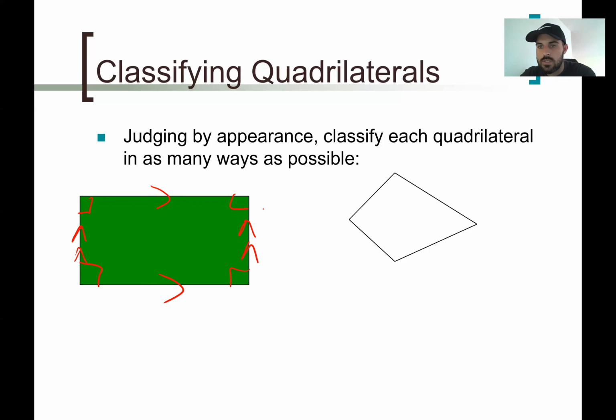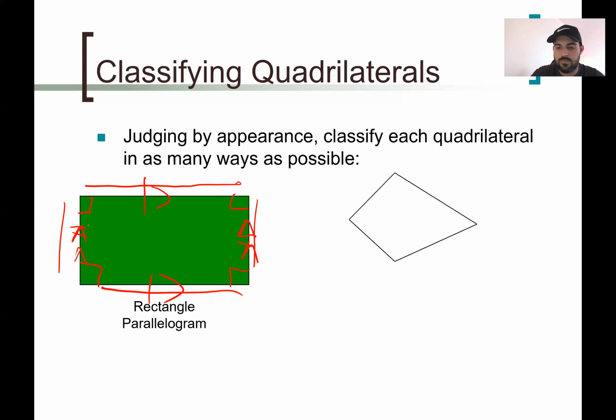Now, would it be a rhombus? Are the sides equal? My answer is no, because if you notice, this side and this side are equal, but these two sides are shorter than the ones on the top and on the bottom. So remember, in order for it to be a rhombus and a square, it will need to have congruent sides. So the answer for this quadrilateral will be a parallelogram and a rectangle.